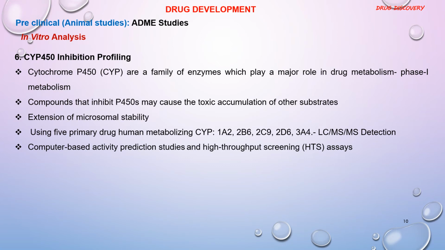The levels of the cytochrome isoform marker substrate and metabolites are measured in the presence and absence of the test compound by LC-MS. The results are expressed as percentage inhibition of the selected compound. Computer-based activity prediction studies and high-throughput screening assays can also be done to study cytochrome P450 inhibition.